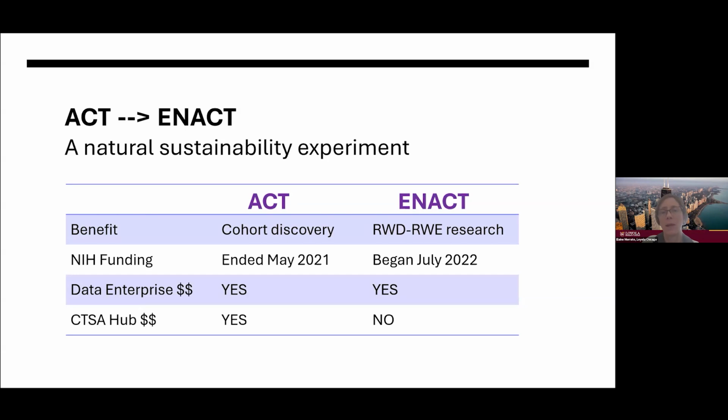ACT ended in May 2021. Funding had a pause of a little over a year. But then we had to get the ACT network re-engaged and new governance, et cetera, to stand up its research use. And while money was there for the central data enterprise resources, the money had changed in terms of supporting the local data sharing side. And so this represents a natural experiment. How will people at individual sites see value, particularly after a few years in which a lot of others are innovating at the same time?